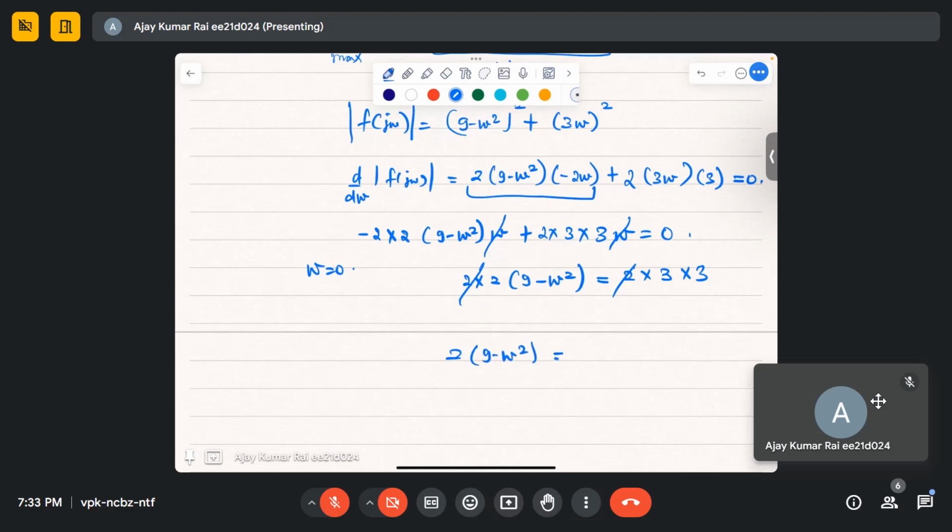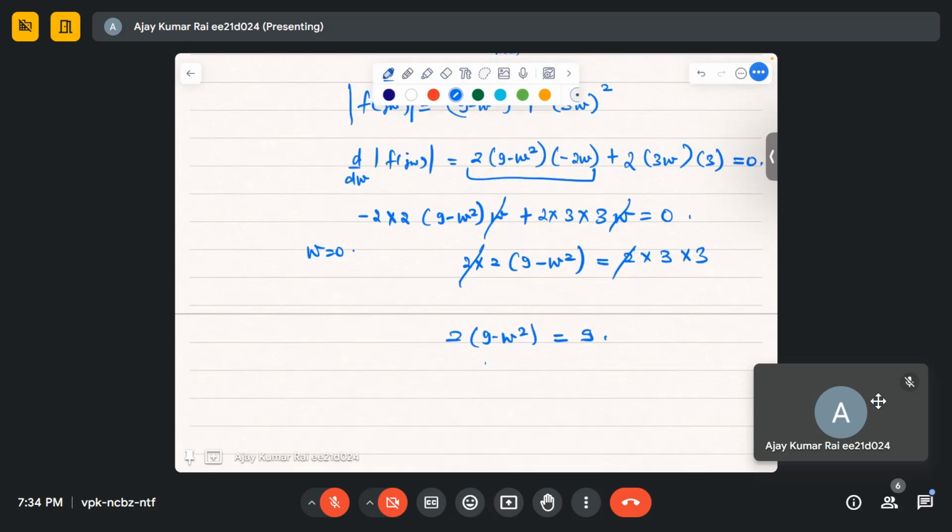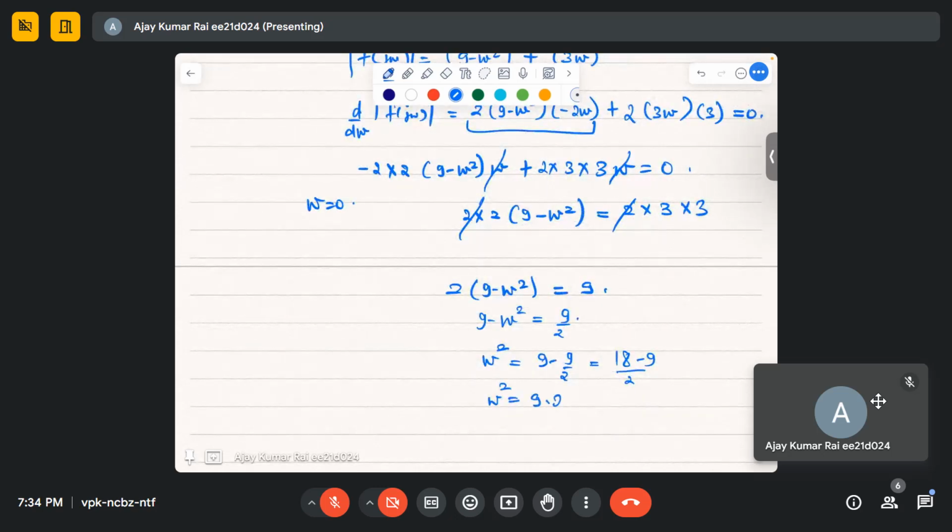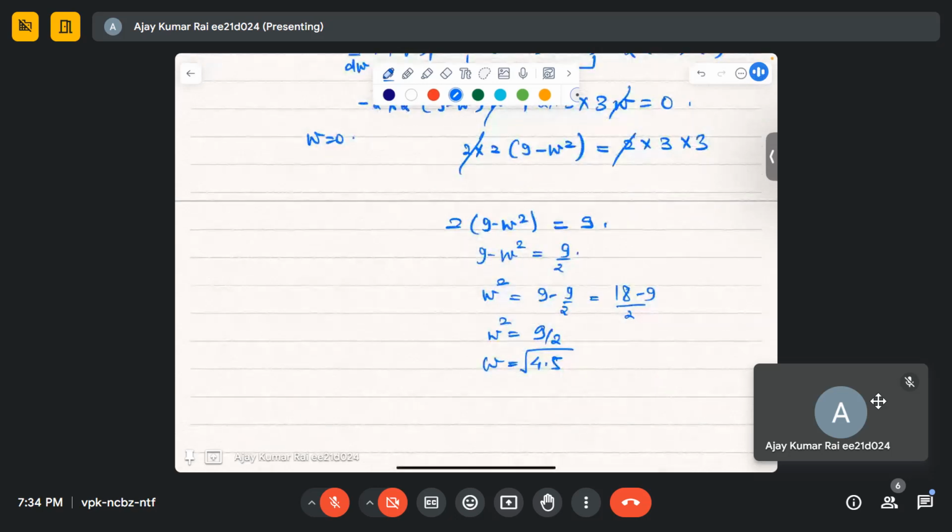We have to solve this to get the value, if I am doing everything correct. So it's 9 by 2, and to find omega square, 9 minus 9 by 2, it's like 18 minus 9 by 2, so it's 9 by 2. Omega square is 9 by 2, just 4.5. Root of 4.5, right? And root of 4.5 is what? I think you'll get 2.2.